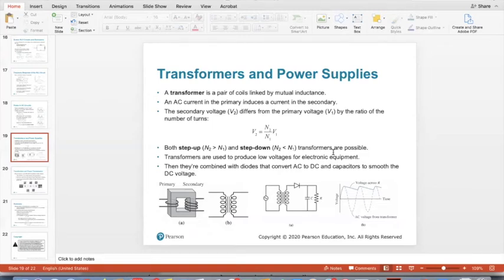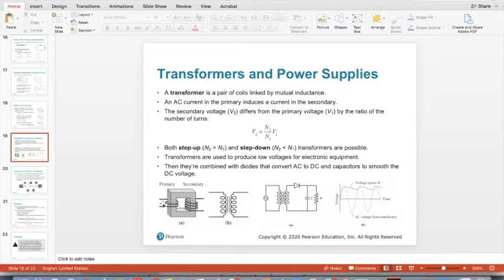So a transformer converts high voltage AC current into low voltage, or vice versa. It transforms high voltage low current into low voltage high current. So a transformer looks like this.